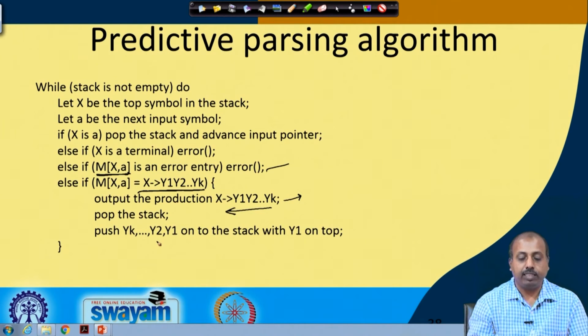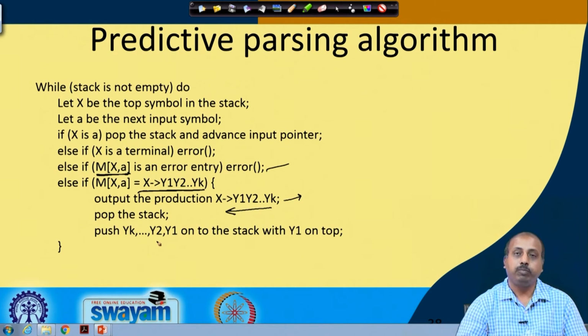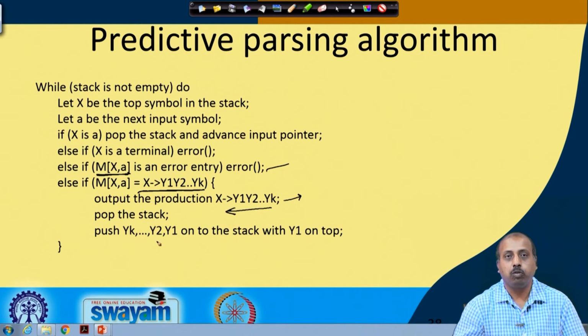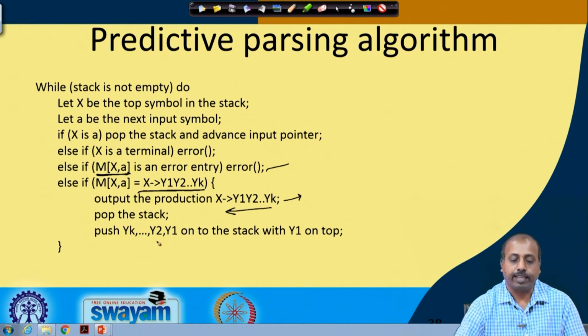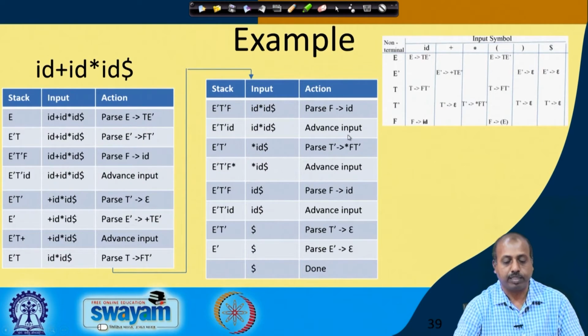So, that way this parser will proceed. Ultimately, when the top of the stack contains dollar and the input is also pointing to a dollar, that means we have reached the end of the string and the whole parsing process was correct. So, we will see an example by which we can do this parsing.